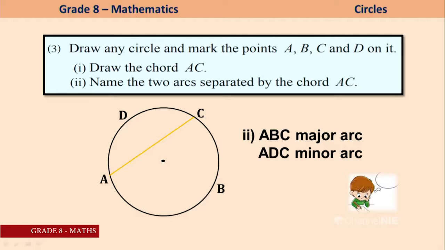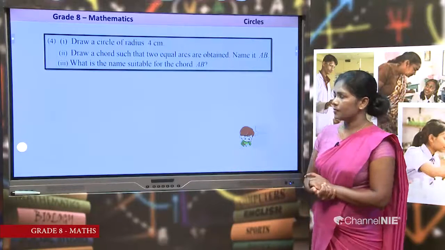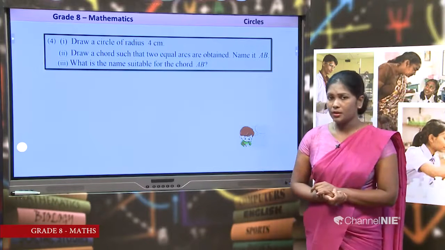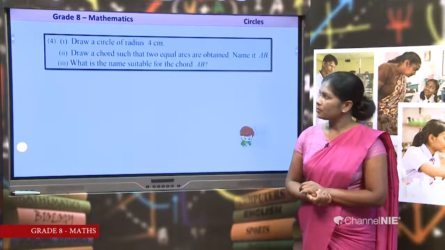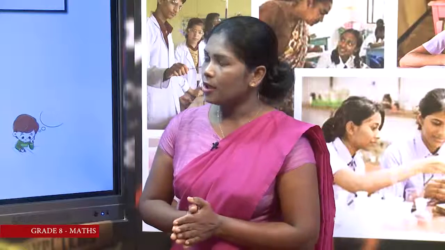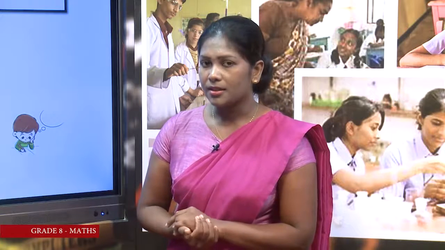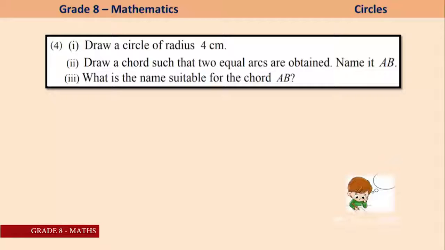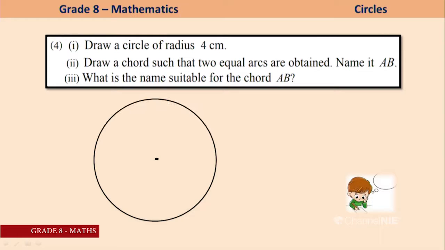Then we discuss the fourth question. What is this? Read the question. Draw a circle of radius 4 centimeters. Can you do that? Yes, you can. Then draw a circle, where the radius equals 4 centimeters.